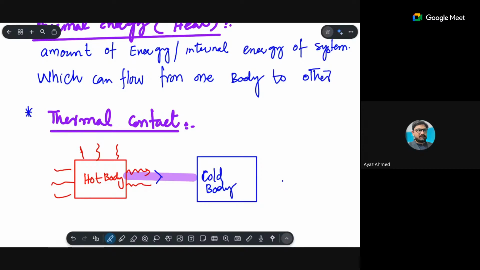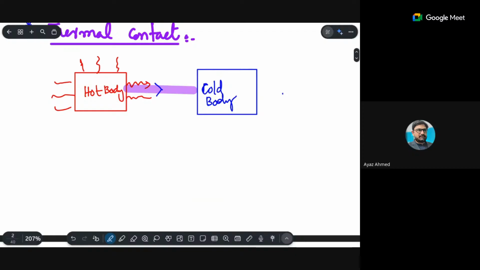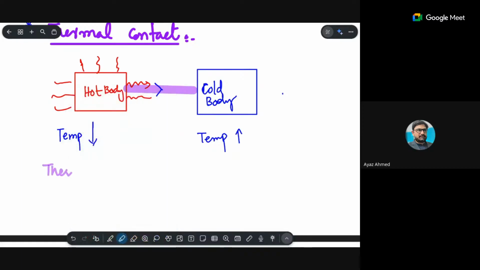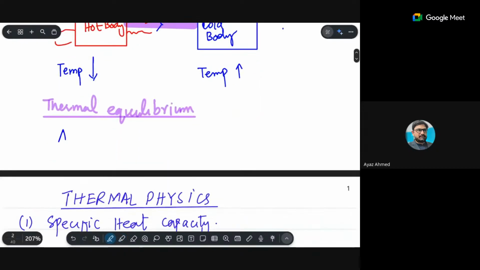You know what happens when energy is transferred from a hot body to a cold body: the temperature of the hot body decreases, and the temperature of the cold body increases. Finally, there is a stage which is called thermal equilibrium. Thermal equilibrium is that stage where all the substances in thermal equilibrium have the same temperature.